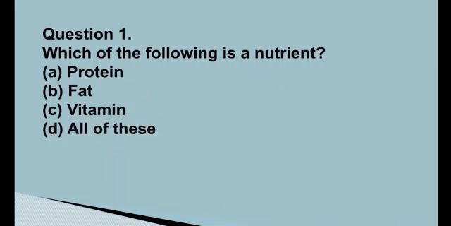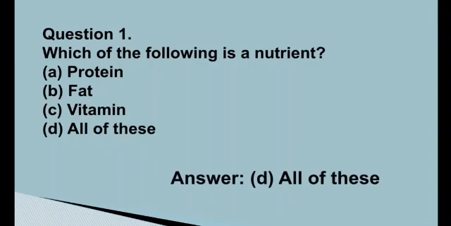Question number 1: which of the following is a nutrient? Your options are option A protein, option B fat, option C vitamin, and option D all of these. You need to read all the options very carefully. Here we have protein, fat, vitamins. As we know, we had a detailed discussion about the components of food. All the components like protein, fat, vitamin, roughage, they all are called nutrients. So the correct answer will be option D, all of these.